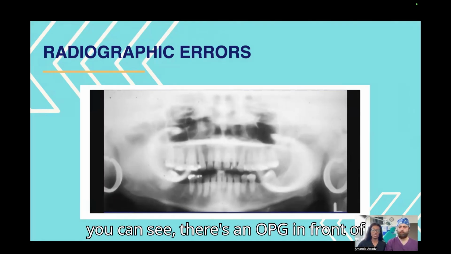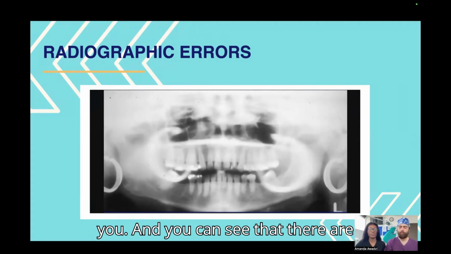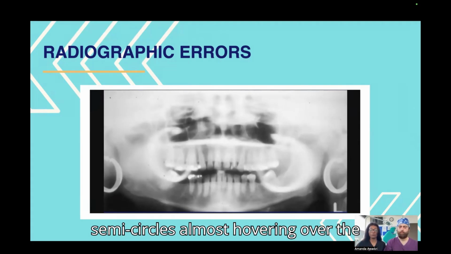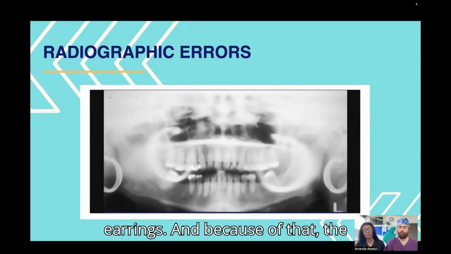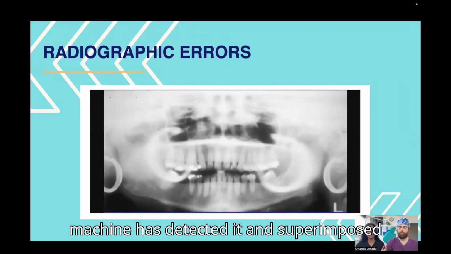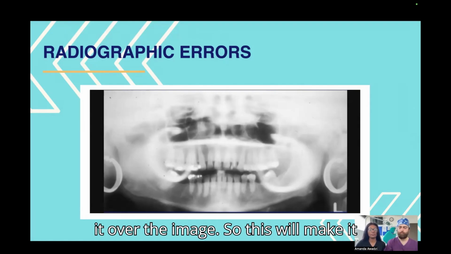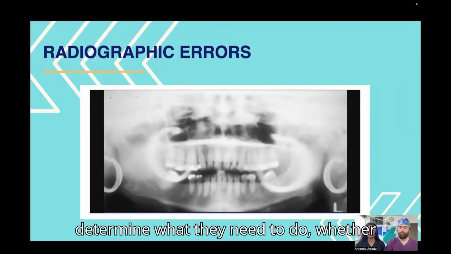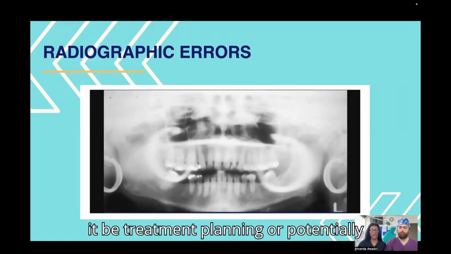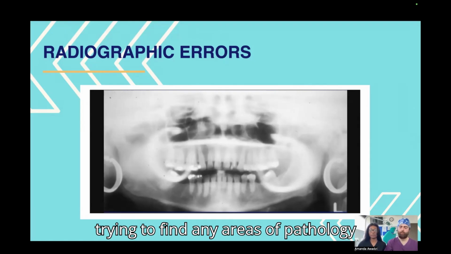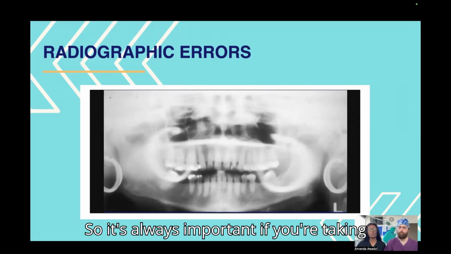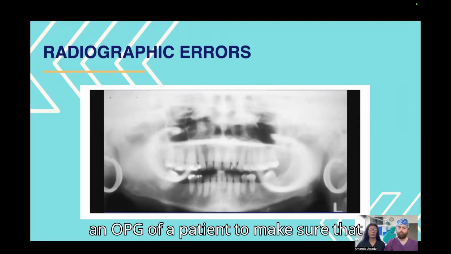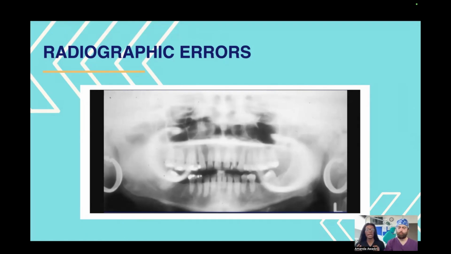So we're going to go through a couple of radiographic errors with you. For the first one, as you can see, there's an OPG in front of you, and you can see that there are semicircles almost hovering over the image. If you look at the patient's ears, you'll notice that they're wearing earrings, and because of that, the machine has detected it and superimposed it over the image. This will make it very difficult for the clinician to determine what they need to do, whether it be treatment planning or potentially trying to find any areas of pathology that they may need to diagnose and potentially even move further to surgery. So it's always important, if you're taking an OPG of a patient, to make sure that their jewelry, any earrings, are removed, anything that can interfere with the image is removed.